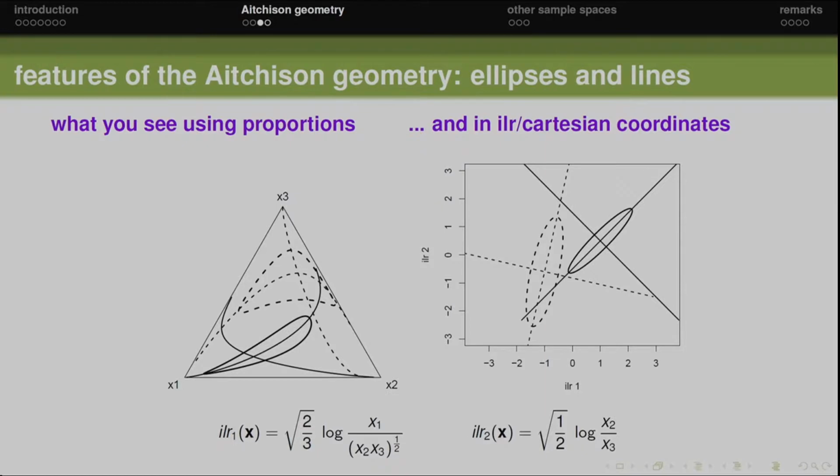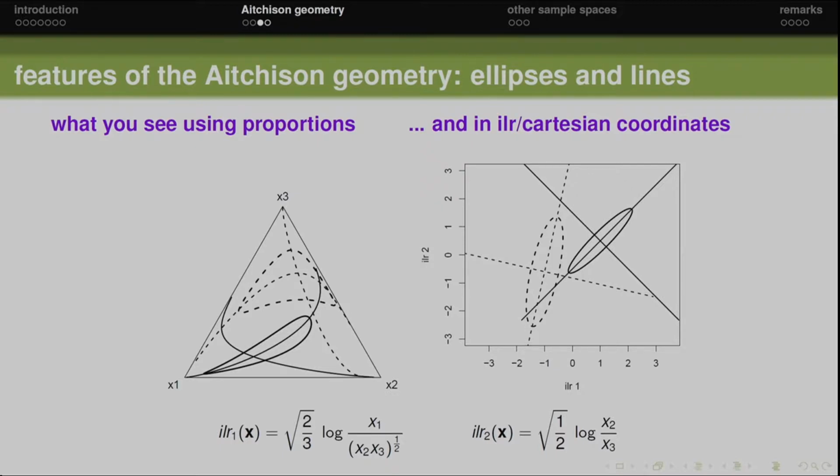So, how do we look at this? When we have proportions, we see things like this. It's possible to prove that this here and this here are orthogonal axes. They don't look like this, but mathematically they are. This here is an ellipse. This here is another ellipse. They don't look like this, but this is the type of data that you are analyzing when you analyze the raw relative data.